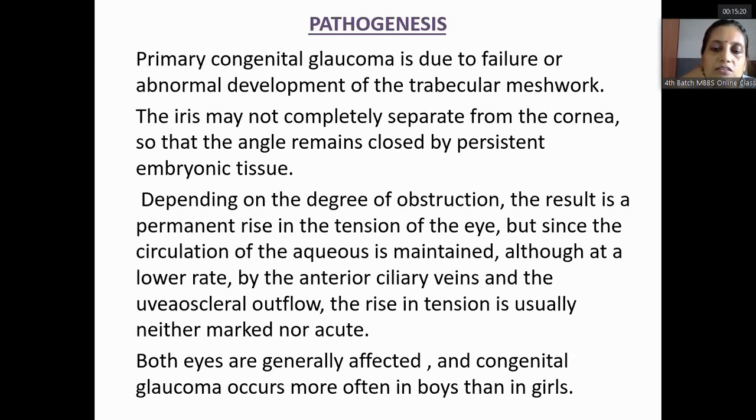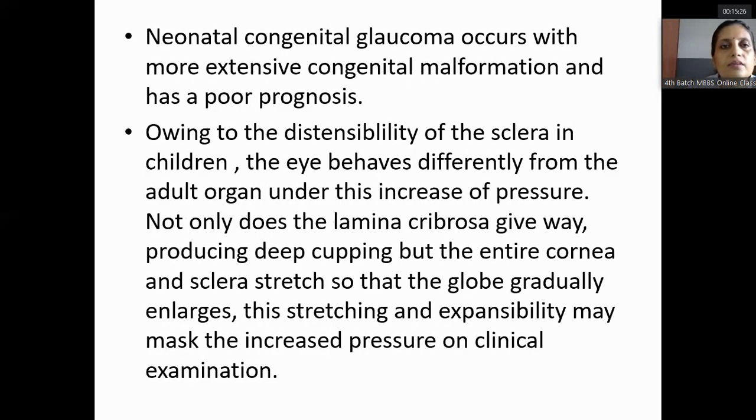So both eyes are generally affected, and congenital glaucoma occurs more often in boys than in girls. Neonatal congenital glaucoma occurs with more extensive congenital malformations and has a poor prognosis. So if other maldevelopments are there, then it has a poorer prognosis.